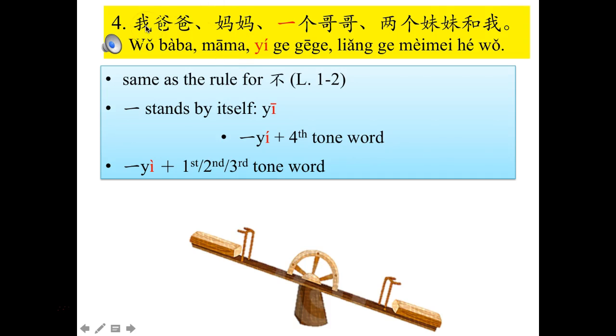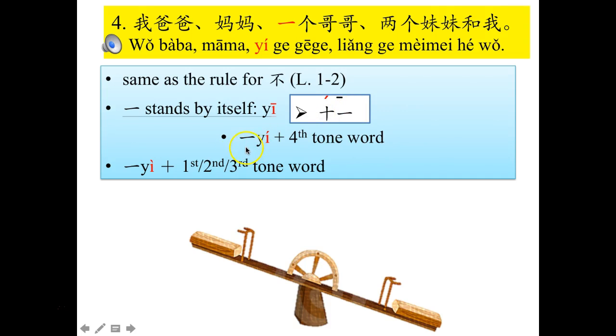Next, 我爸爸妈妈，一个哥哥，两个妹妹和我. Now, excuse me, this grammar is about the pronunciation of 一. Now, 一 has tone sandhi. Its rule is the same as 不. 好, so when 一 stands by itself, like you're counting 1, 2, 3, 4, 5, the pronunciation is first tone, yī. So you can say 11, 十一.